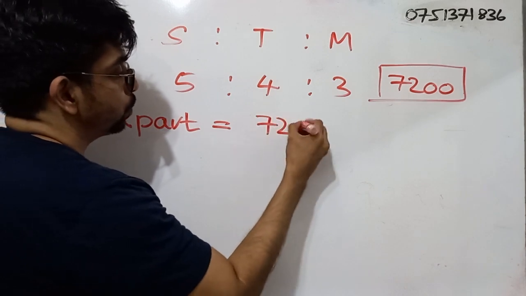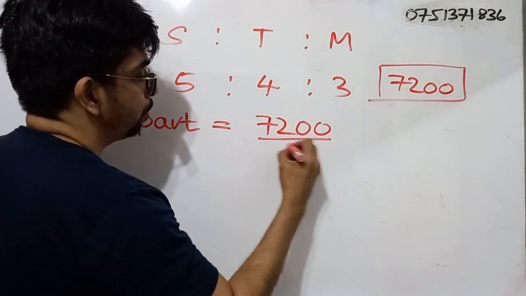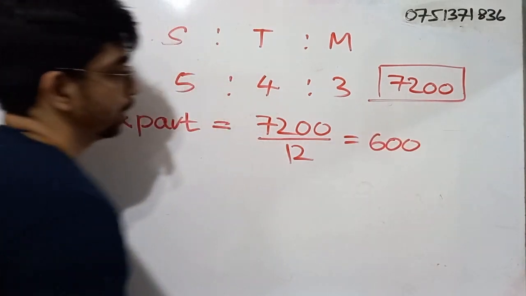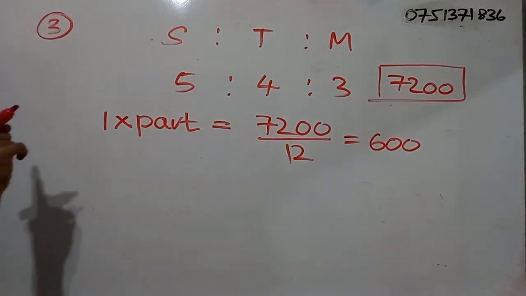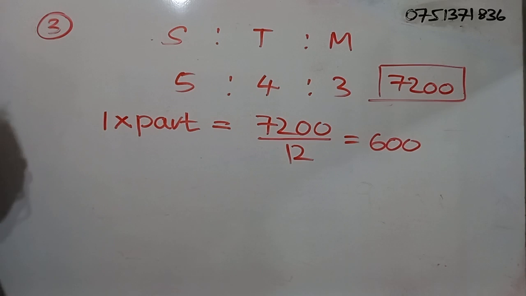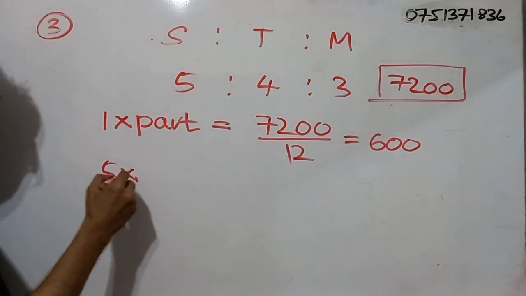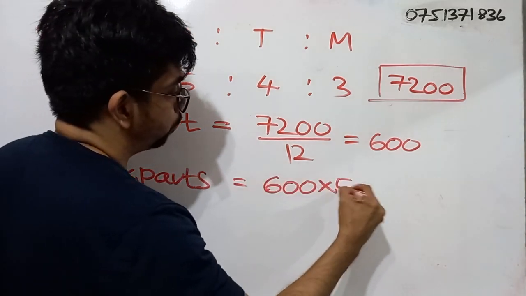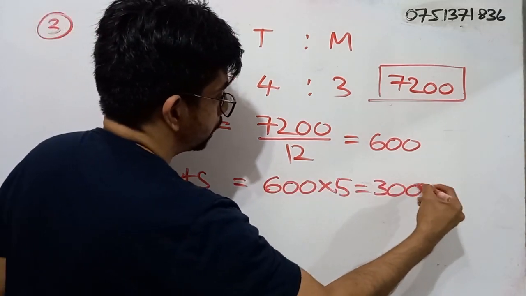So 7,200 we have to divide by 12. So here what do we get? We get 600. So value of 1 part is 600. Now these are people. So under Sinhalese, what is the term? 5. That means value of 5 parts. So that is what? 600 into 5, which is 3000.